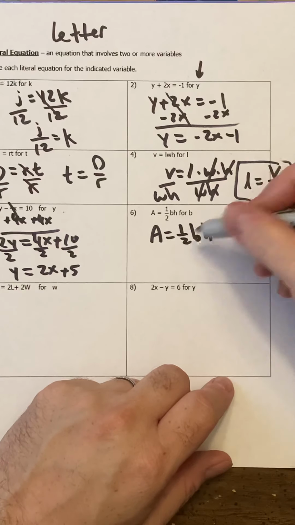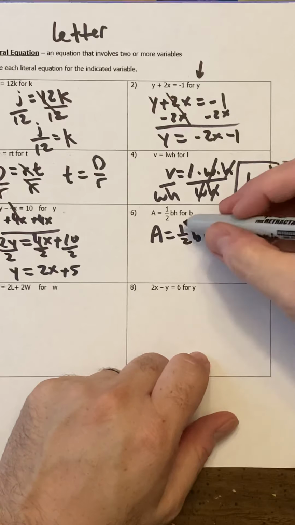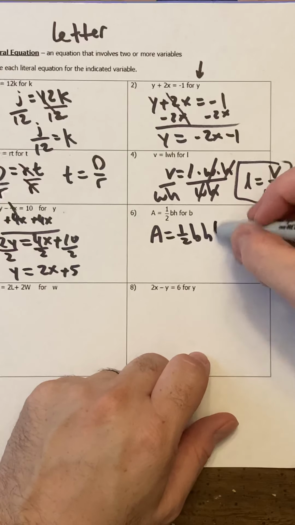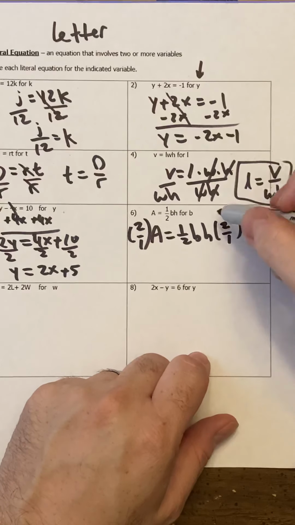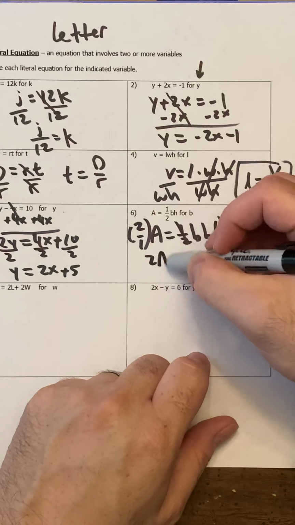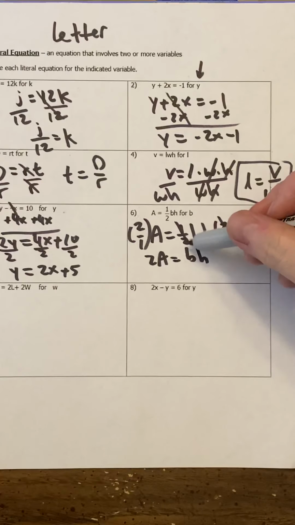Well, I want the b by itself, so I don't want the h there or the half. Let me deal with the half first. It's a numerical value. It's a fraction. I'm going to want to do the reciprocal of that on both sides, which is basically 2. 1/2 times 2 is just 1, so that's going to cancel out. You're going to get 2A on this side equals bh. So at least you got the number away.